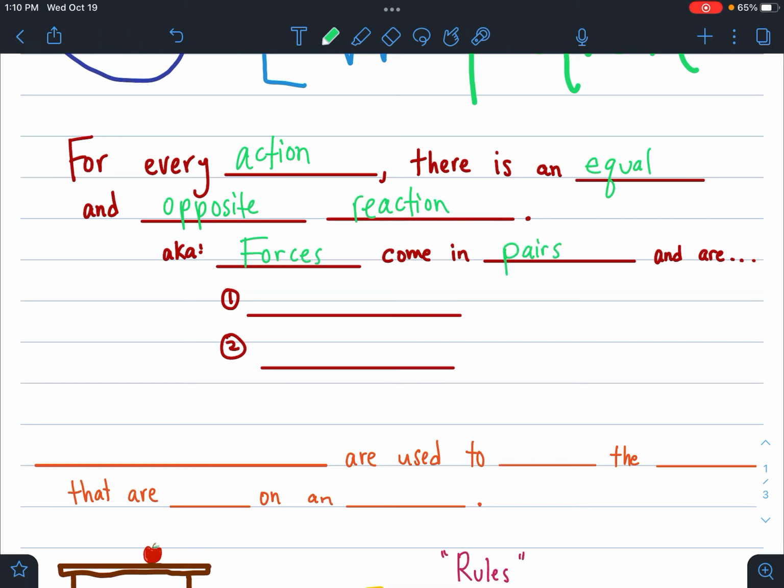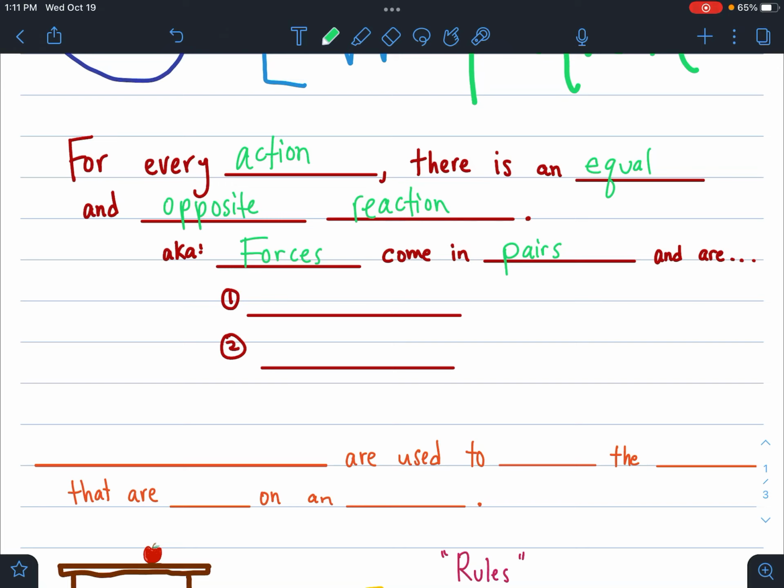Now you could probably understand this because if you push on the wall, you can feel the wall kind of pushing back on your hand. It's not like the wall moves to push on your hand, but your hand feels something when you push on the wall, even though you're the one pushing on the wall. So forces, they come in pairs, and there's two qualities about them.